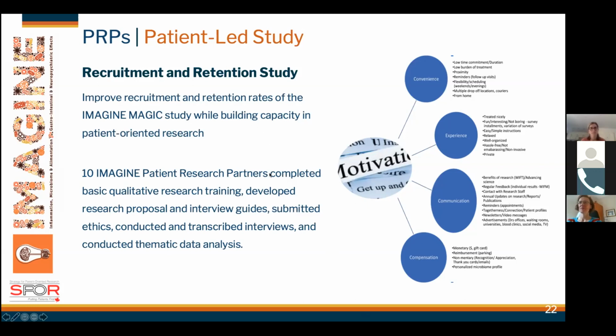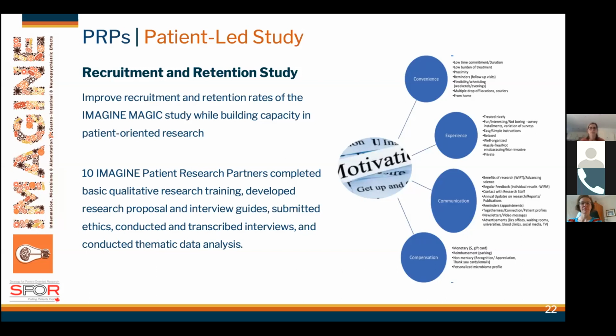What we did with this study to start with is we did a training session on qualitative semi-structured interviews. We had 10 of our patient research partners attend that session, so that we can go out and conduct interviews across Canada, because we're dispersed across Canada, being a large Canadian network. The patient research partners went out into their own networks and conducted semi-structured interviews.